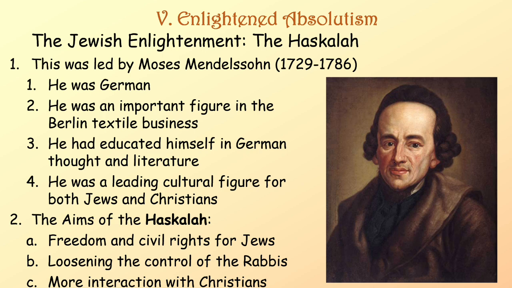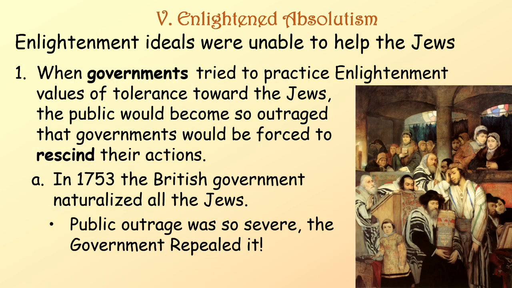Number one, freedom and civil rights for Jews. Number two, loosening the control of the rabbis. And number three, very important, more interaction with Christians rather than less. Enlightenment ideals were ultimately unable to help the Jews.